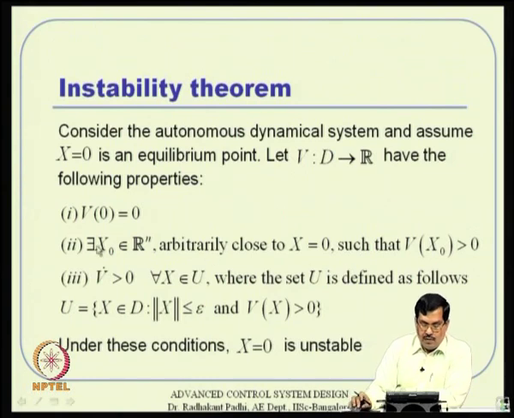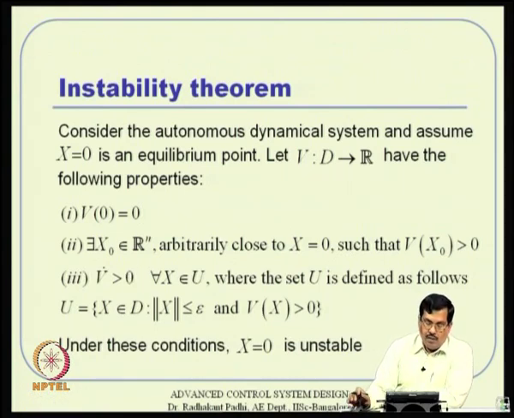Okay. Then we are telling that V dot is positive definite, but actually it is not positive definite per se, but V dot is positive for all x in that set U, where U is defined as follows. Okay, that means U is x belongs to D such that norm of x is less than epsilon and V of x is greater than 0. So, all these things kept aside, in simplistic language, if I start with a positive definite function and show that V dot is positive definite also, then obviously the system is unstable.